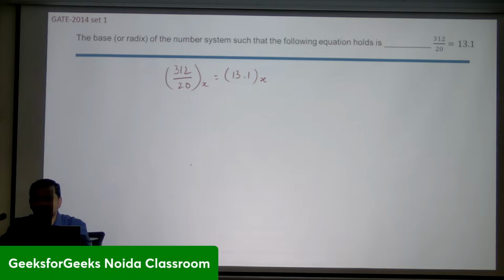So do we have any answer? Please write in your chat box so that I can see.